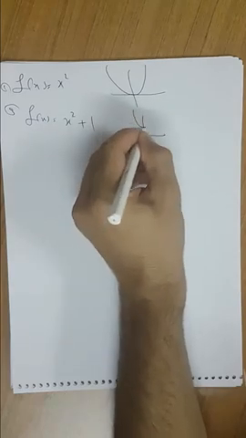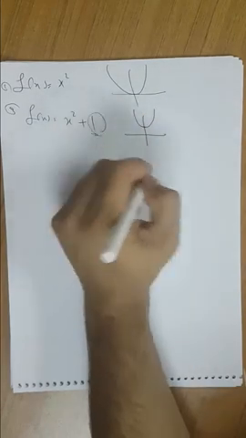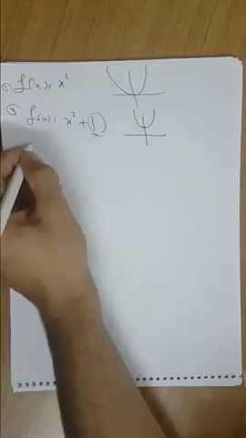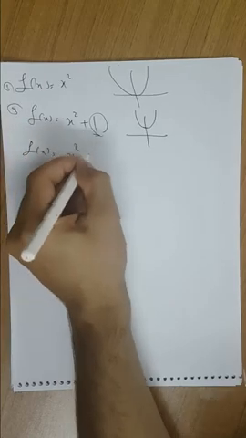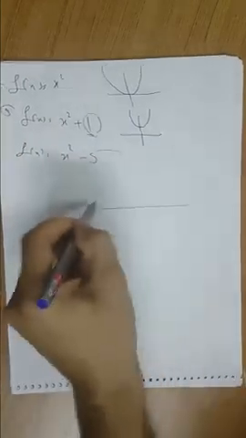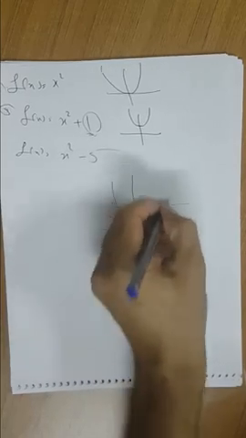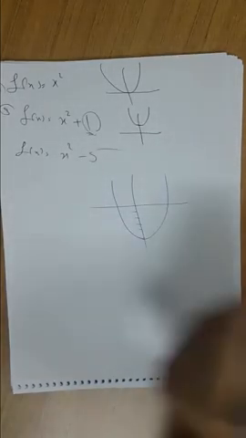So shifting up, because the number is outside. How about f of x is equal to x squared minus 5? I see this is x squared, 1, 2, 3, 4, 5 down, so this is minus 5. Okay dear, that's all you need.